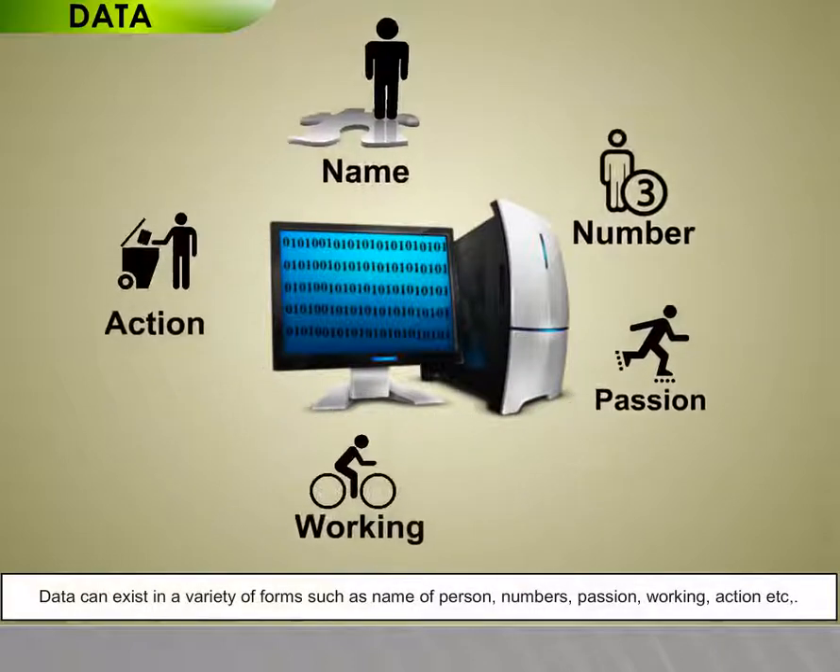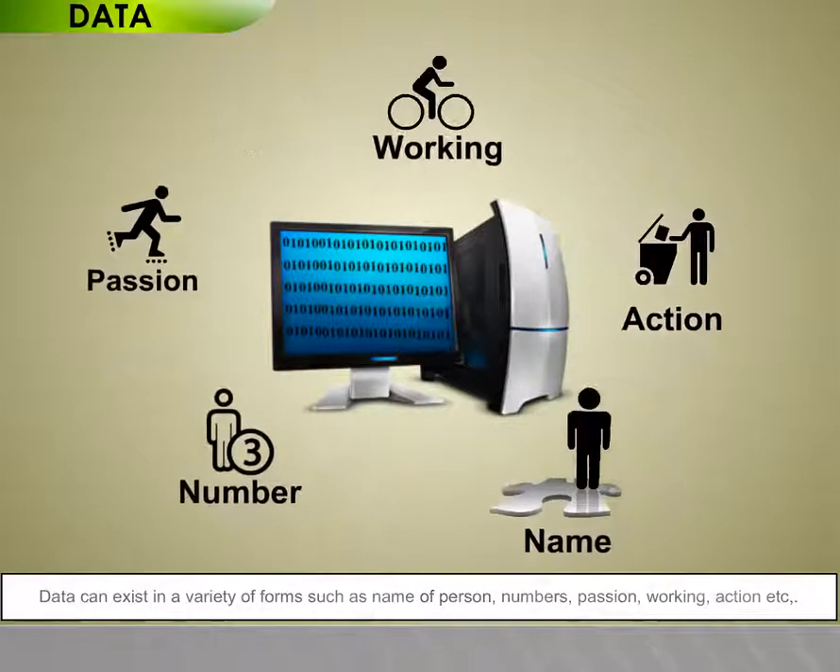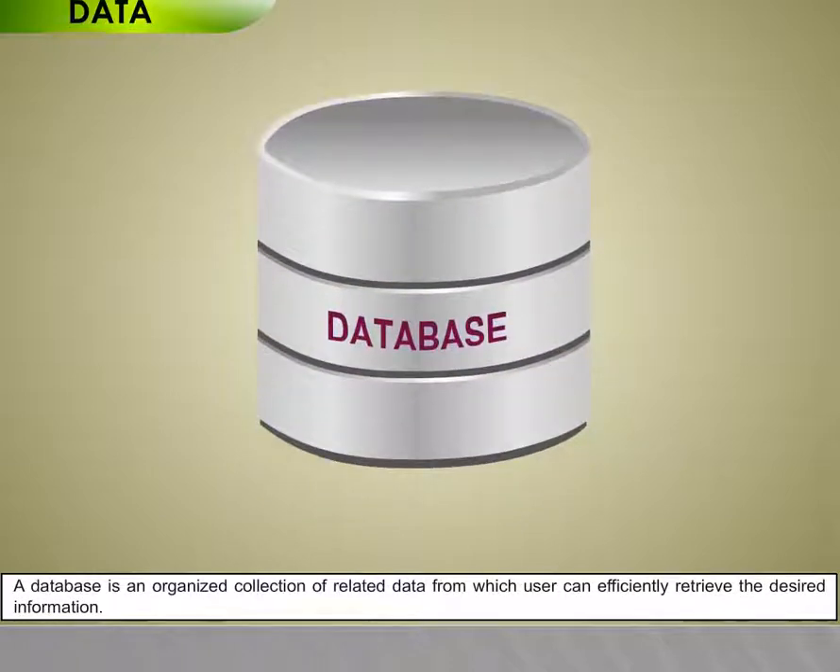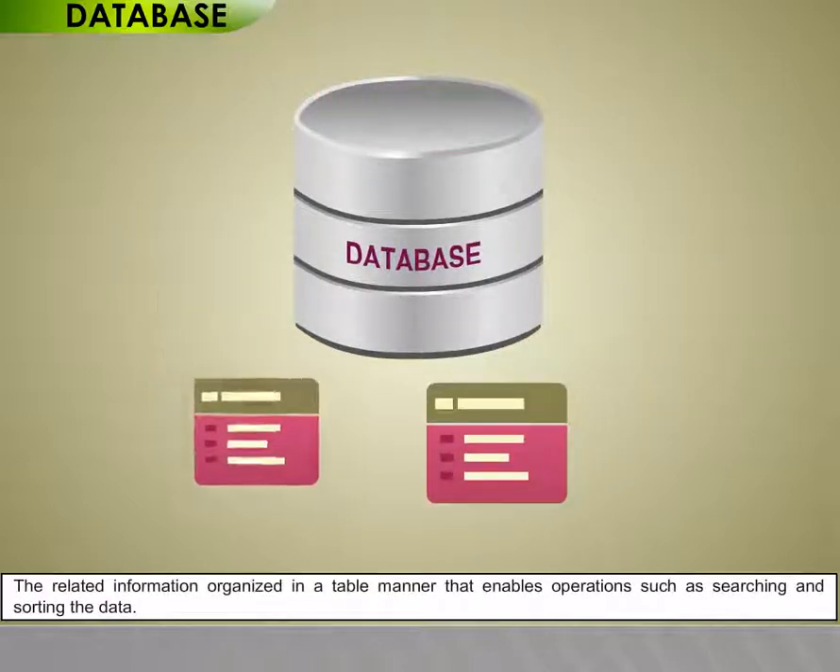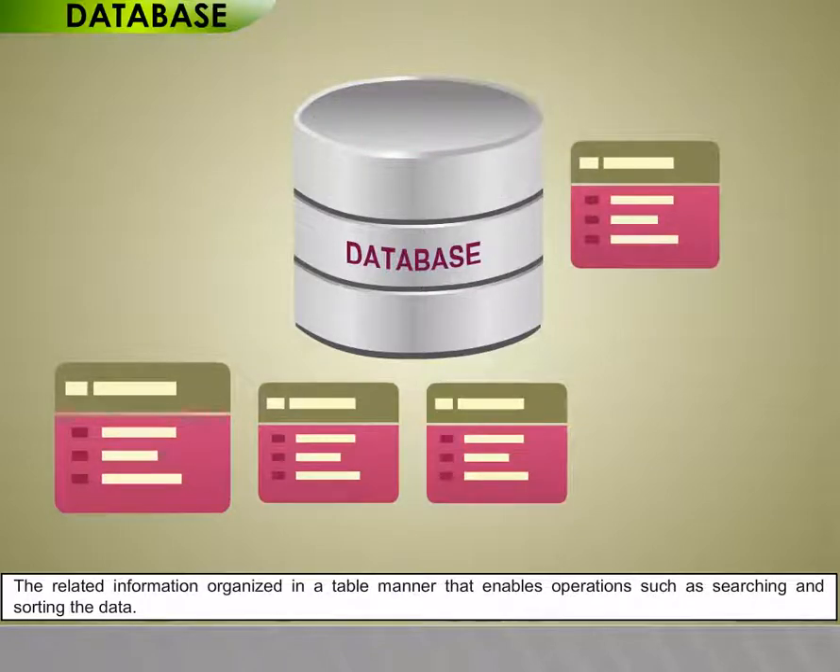Data can exist in a variety of forms such as name of person, numbers, passion, working action, etc. Those data get stored as bits and bytes in electronic memory. A database is an organized collection of related data from which user can efficiently retrieve the desired information. The related information is organized in a table manner that enables operations such as searching and sorting the data.